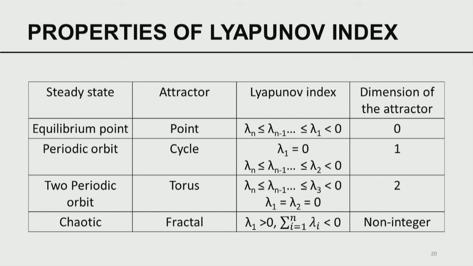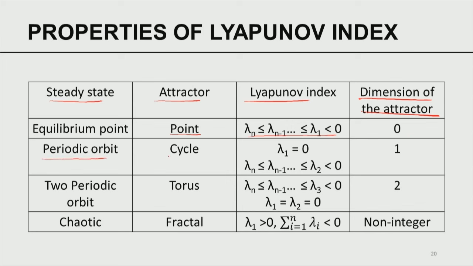Here are some other properties of Lyapunov indices. I am going to now create a comparison: steady state behavior, attractor, Lyapunov index, dimension of the attractor. These are summaries of very well known results. A steady state for a dynamic system can be an equilibrium point. What is an equilibrium point? There is an attractor to which all the solutions come and settle down. Those steady states are called equilibrium points. For an equilibrium point, the attractor is a point. The Lyapunov indices are all negative. So therefore, the dimension of the attractor is 0.